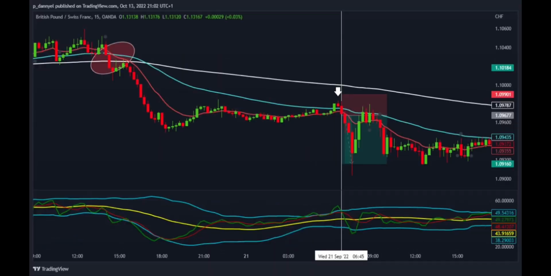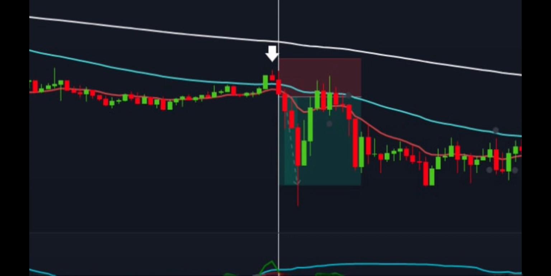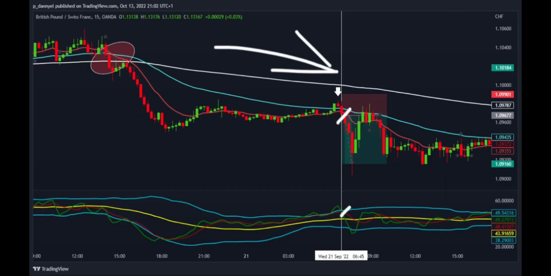Third example. This is a beautiful one. 3 candles straight to the take profit. That's awesome. The same confirmations are identified. Once confirmations are identified, simply take the trade.